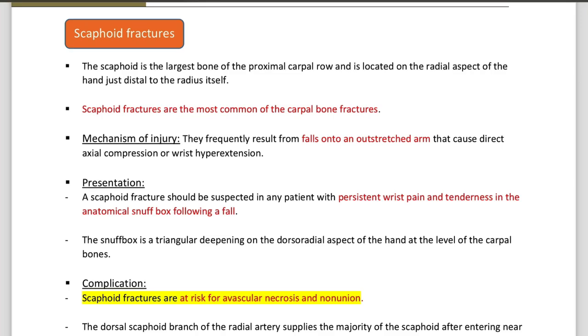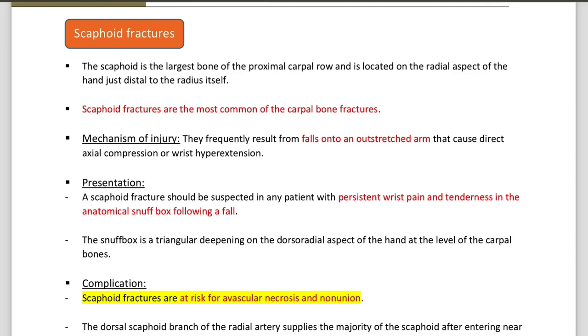The scaphoid is the largest bone on the proximal carpal row and is located on the radial aspect of the hand, just distal to the radius itself. Among the carpal bones, scaphoid fracture is the most common. In the mechanism of injury, if a patient falls on an outstretched hand with wrist hyperextension, we can see this scaphoid fracture, and the pain is localized in the anatomic snuffbox. If you palpate, the patient will have pain, and wrist pain after a fall.